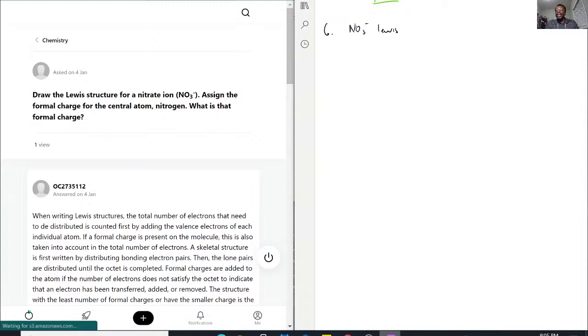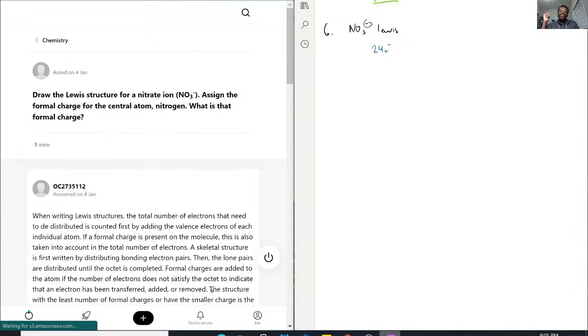So nitrogen, being on the 15th column, has 5 valence electrons. Oxygen, being on the 16th column, has 6 valence electrons. So with that being said, we have 5 plus 3 times 6, because there's 3 oxygens. So right now that is 18 plus 5, which is going to be 23. And then we have this nice minus here indicating we're adding an extra electron. So we're working with 24 electrons total.